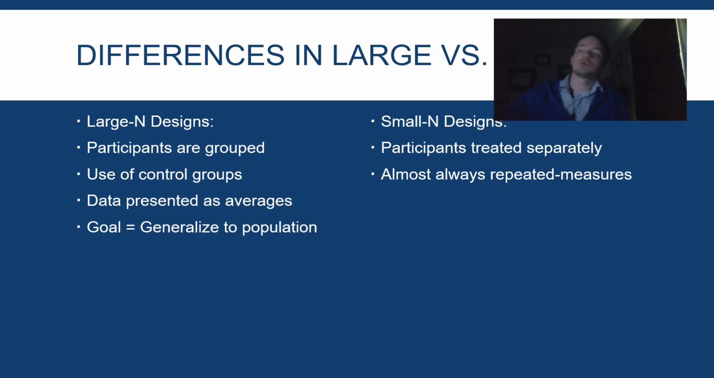In single subject designs, you don't have a control group because of that. Single subject designs are almost always going to be a within subjects design, so they're always repeated measures. In other words, people will get multiple levels of the independent variable. It's not just splitting up into groups, as I mentioned.